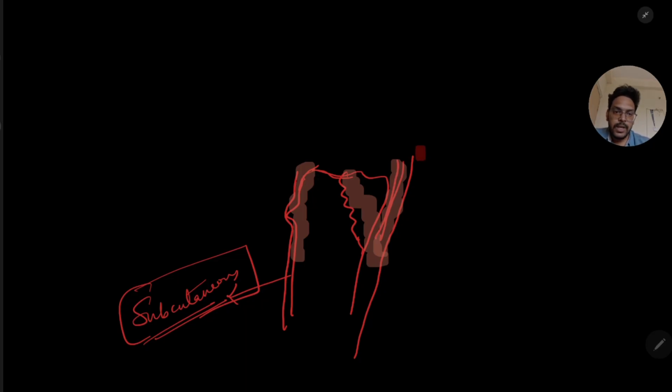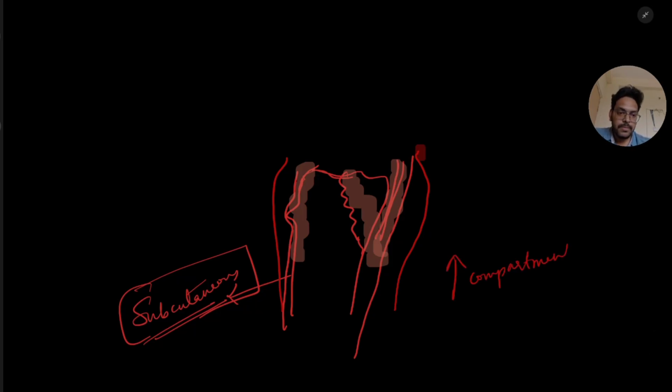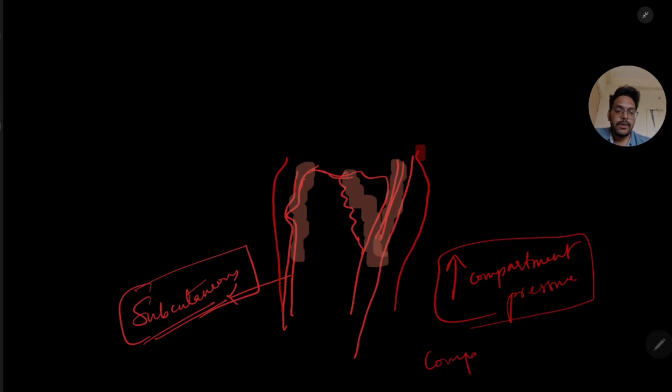So there is swelling of the compartment here. The skin will get stretched. The whole compartment will get much pressurized because there is no soft tissue. If it's a closed injury and the blood is oozing out, it cannot escape anywhere. It increases the compartment pressure. This may lead to compartment syndrome.